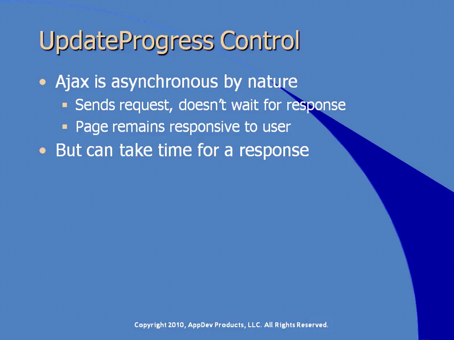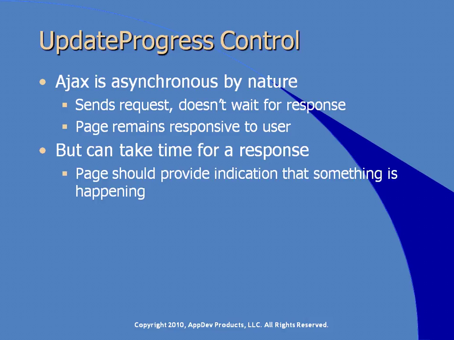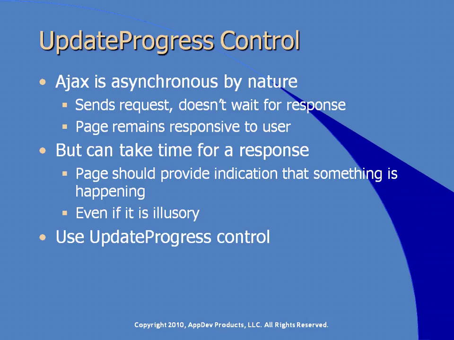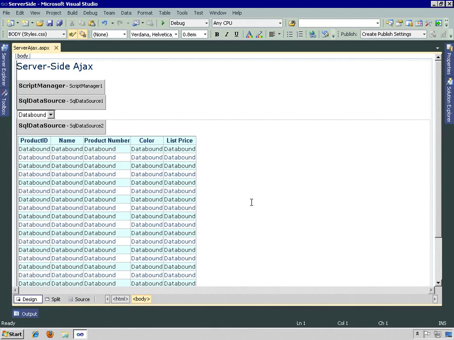But occasionally it can take some time for the server to respond to a request. Good user interface design suggests that the page provide some kind of indication that something is happening, even if it's illusory and doesn't really convey real status of what's happening. ASP.NET provides an update progress control that makes it easy to display this kind of status information. Let's add that to our server AJAX page.